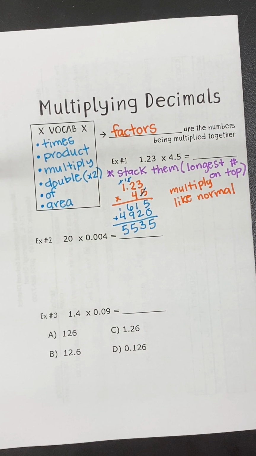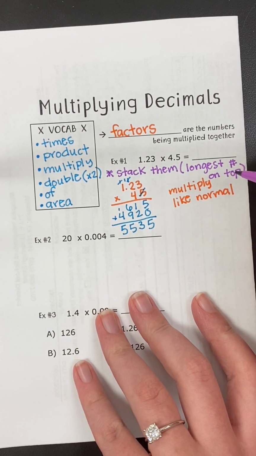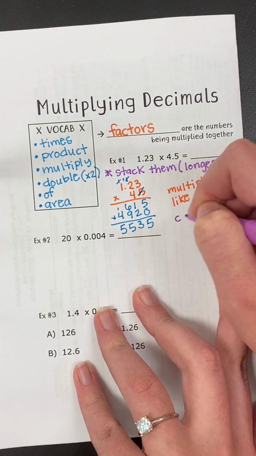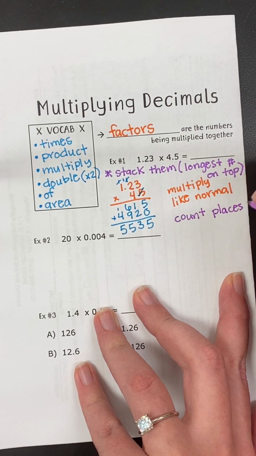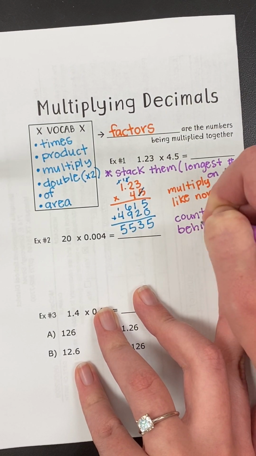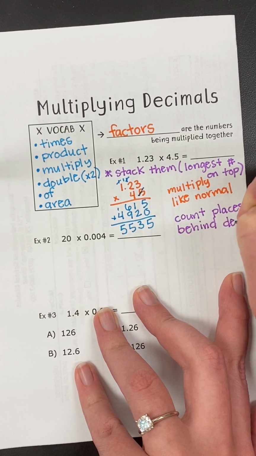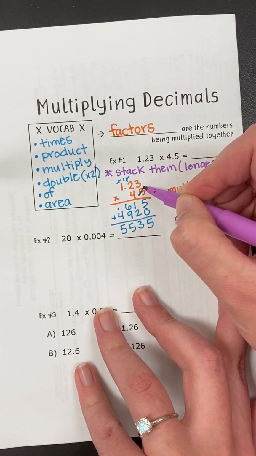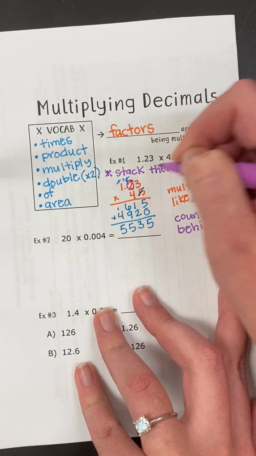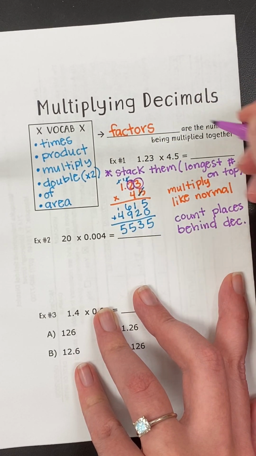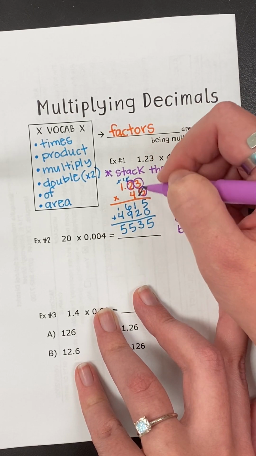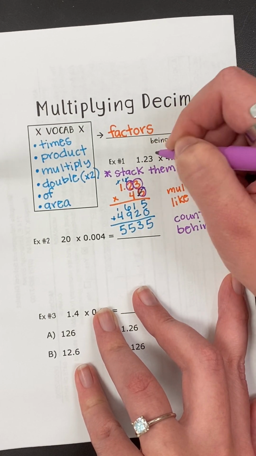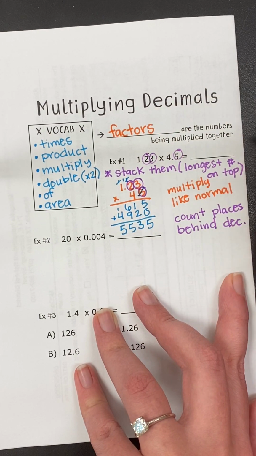Okay, now this is where the decimals come into play. We are going to count the numbers behind the decimal. So count places behind the decimal. So on 1.23, the 2 is behind the decimal and the 3 is behind the decimal. And on 4.5, the 5 is behind the decimal. So there's 3 numbers behind the decimal. You can also do it up here. If it was written, you could say, okay, there's 1, 2, 3 numbers behind the decimal.